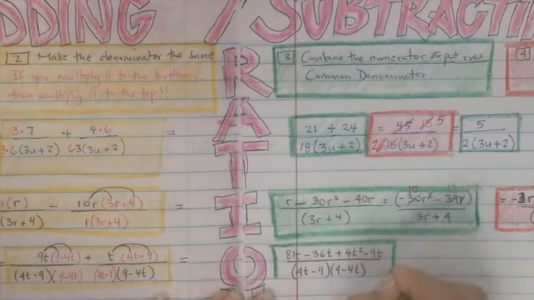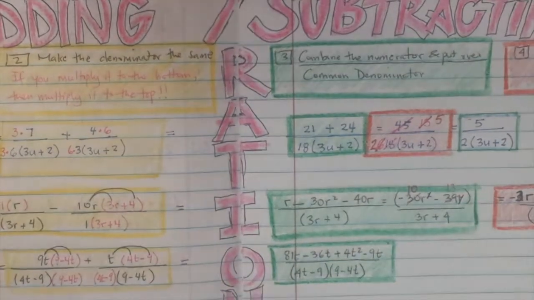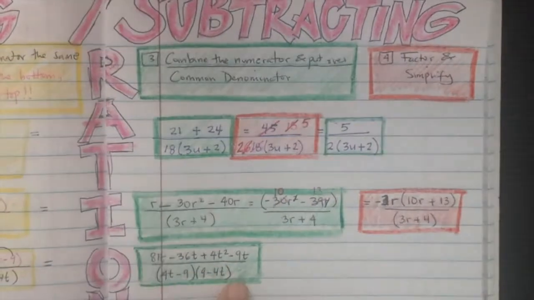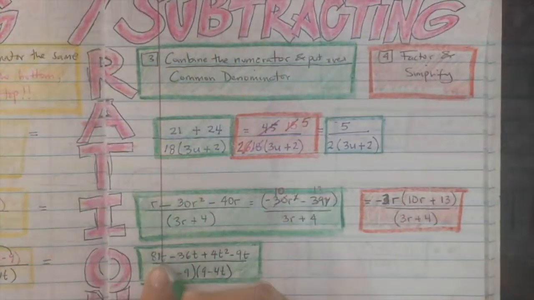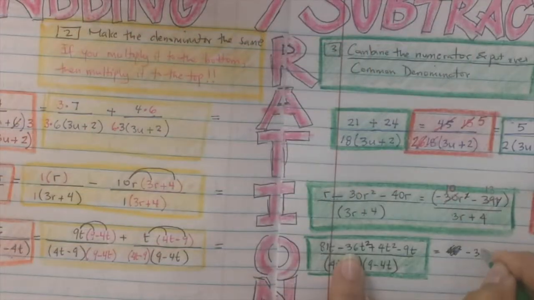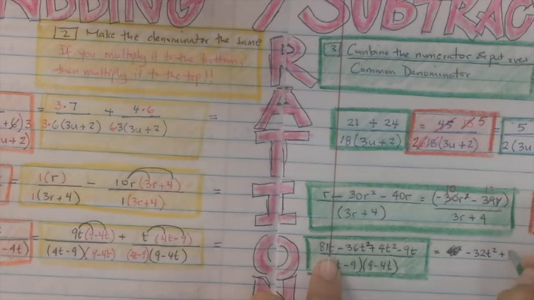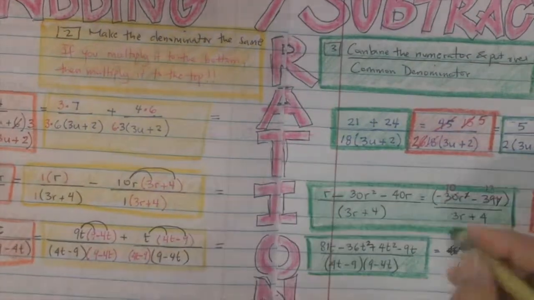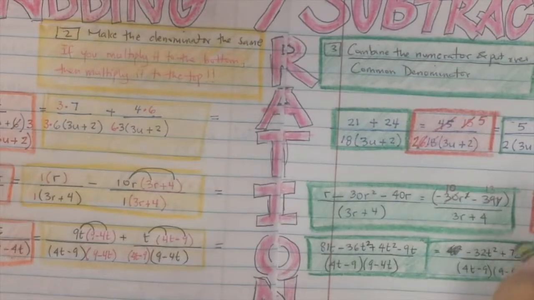So I'm going to do the squareds first. So I have negative 36t squared plus 4t squared. So tigers meeting Trojans, tigers are going to win by 32t. Then we've got 81t minus 9t. That's going to be 72t. Then the bottom stays the same. Alright, so that's still part of combining the numerators. And then the denominator stays the same.